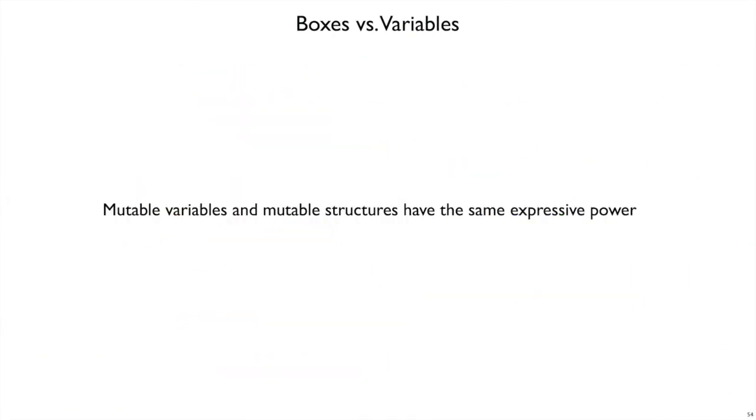So the punchline over here is that mutable variables and mutable structures, as represented by boxes, have the same expressive power. It's easy to go from one to the other by encoding in terms of the other one.